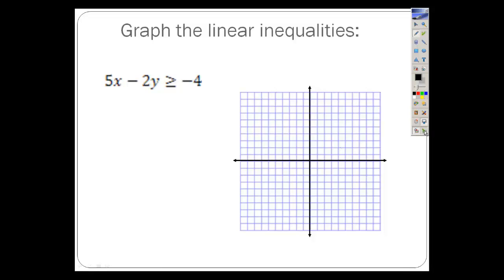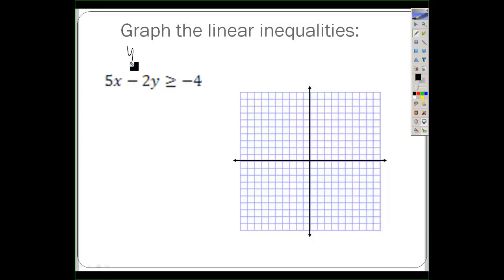Once again, we have a trickier equation to graph this time. Just like a linear equation, we want it to be y equals mx plus b. So what we need to do is solve for y. I'll begin by subtracting 5x from both sides. Negative 2y is greater than or equal to negative 5x minus 4. Divide both sides by negative 2.